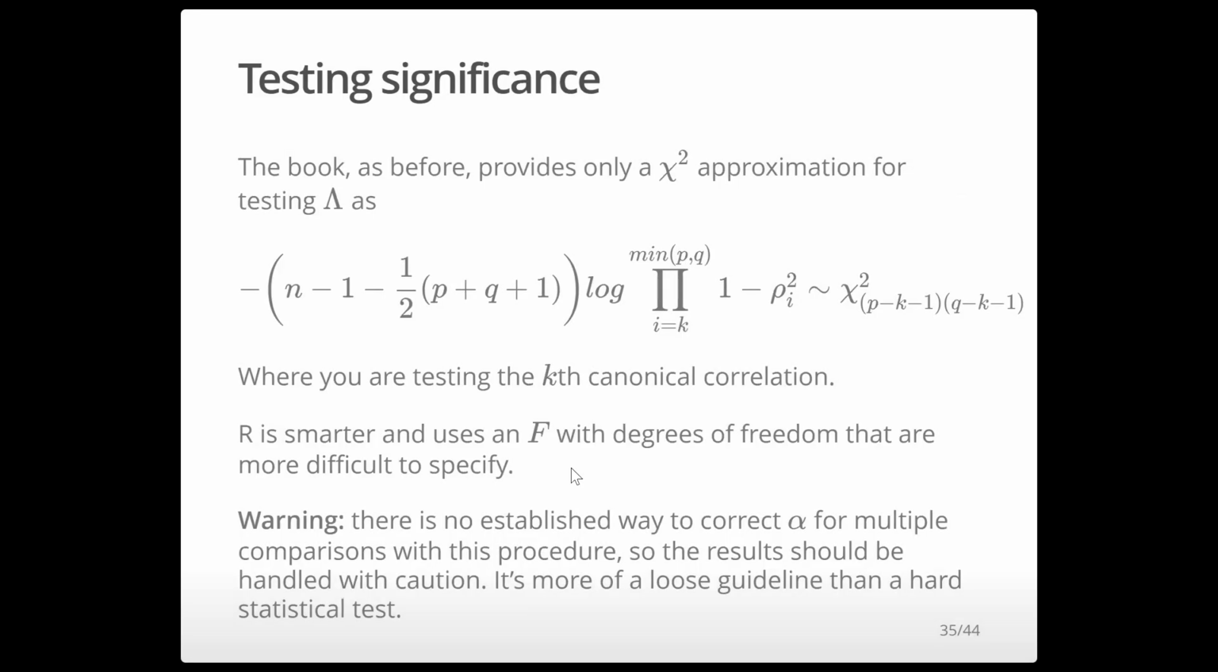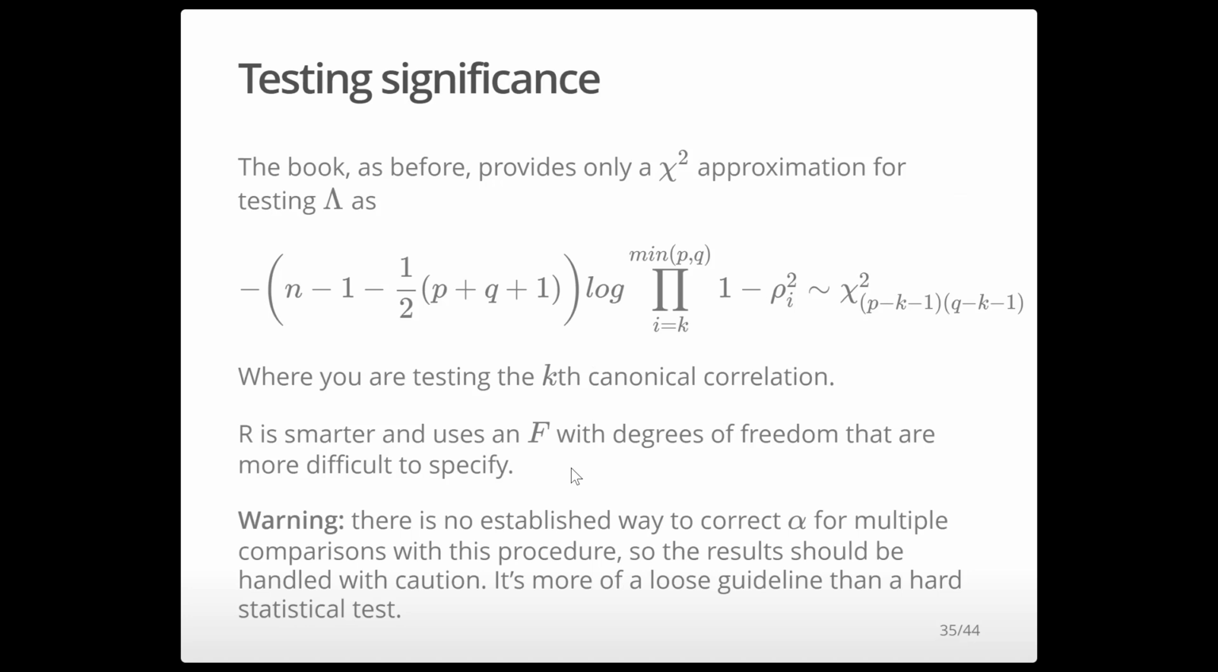hypothesis. So as before, the book gives a chi-square approximation for testing lambda, or for just doing this test in general, where you are testing the kth canonical correlation. R is smarter and gives us an F-test, which is a bit more precise, but the degrees of freedom are more difficult to specify.